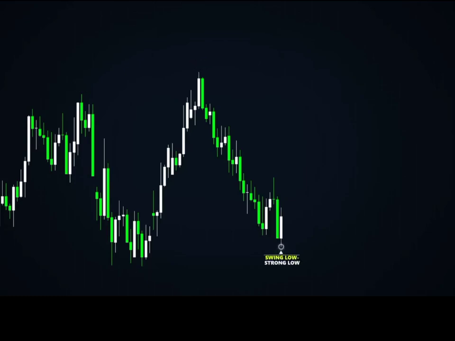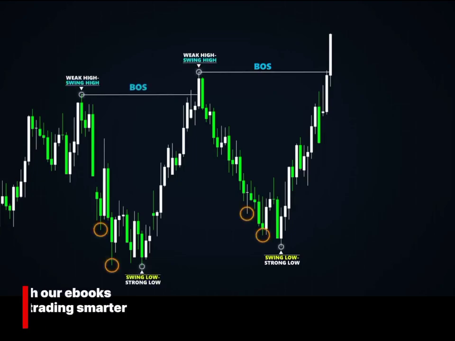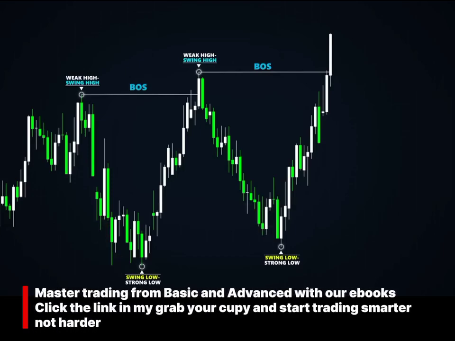The lowest point of that move down is called a swing low, but it's not confirmed yet. It only becomes a confirmed swing low once price pushes higher and breaks the previous high. What we call a break of structure. You might spot small dips during the pullback, little lows here and there. Ignore them. They're just noise. The real swing low is the lowest point price bounces from before making the new high.